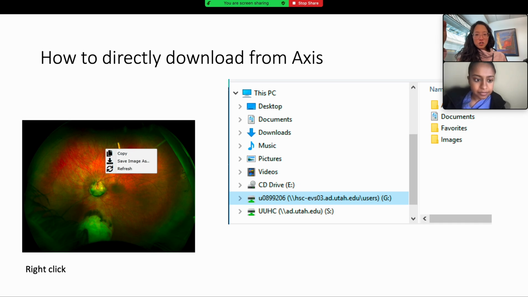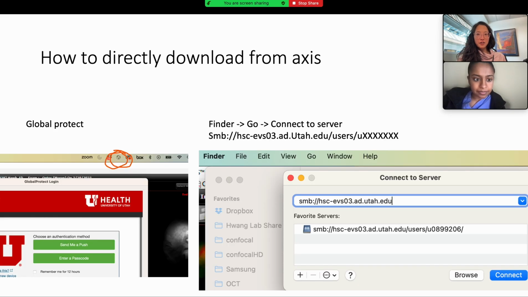And then just in case you want to know how to directly download from Access, because you don't know how to do that, you go to Access, you right click, you save image as, you go to this G drive, which has your UID on it, you save it there. And then on your computer, you go to Global Protect VPN, and you connect to server. There's a way to do this on Macs as well as PCs.